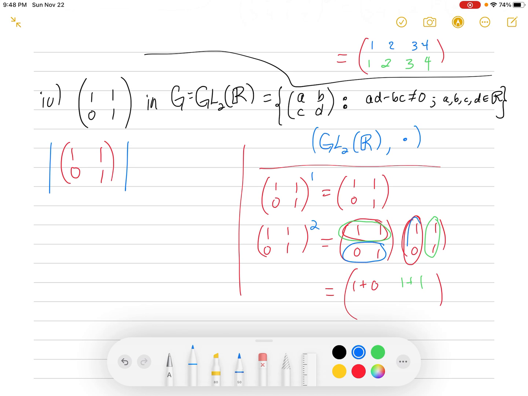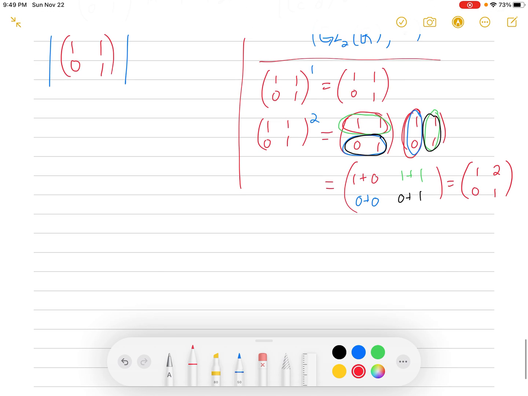Okay, I'm going to do the second row, first column. I'm going to do 0 times 1 is 0 plus 1 times 0 is 0. And then I'm going to do the second row, second column. I'm going to do 0 times 1 is 0 plus 1 times 1 is 1. And I'm going to add that up. I'm going to get 1, 0 in the first column, 2, 1 in the second column. Okay, let's see what happens.